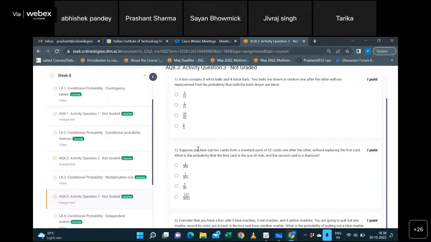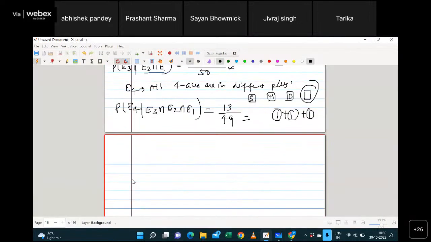So suppose you take two cards from a standard pack of 52 cards, one after the other, without replacing the first card. What is the probability that the first card is the ace of club and the second card is a diamond? Okay, so I can define event E1 as ace of club, correct? Second card is diamond. We can write it as first is ace of club.